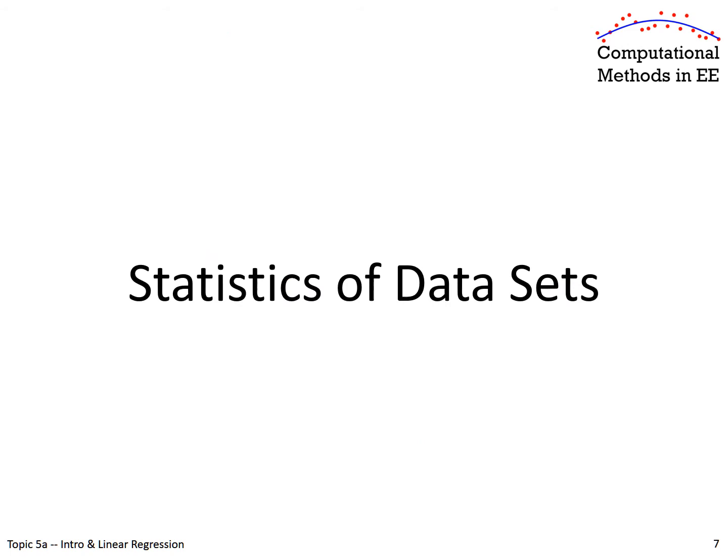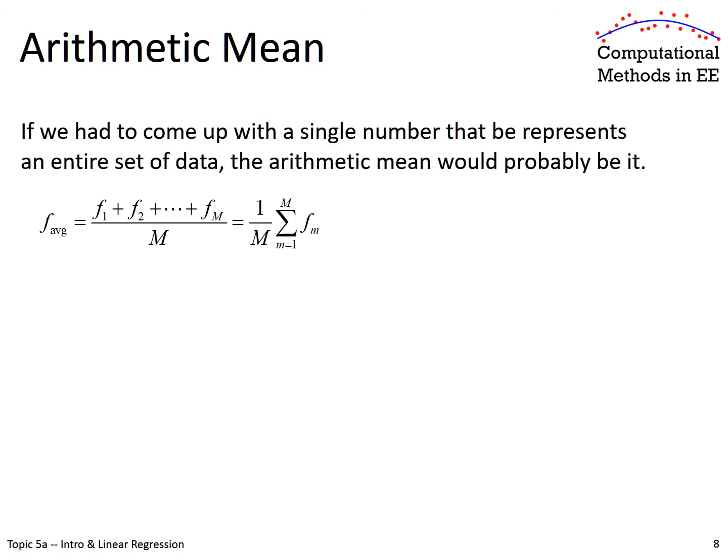Now let's talk about the statistics of data sets. The first and probably the most common statistic of data sets is the arithmetic mean. And if I was to put this to a geometry perspective, this is as close to the center of all your points as possible.